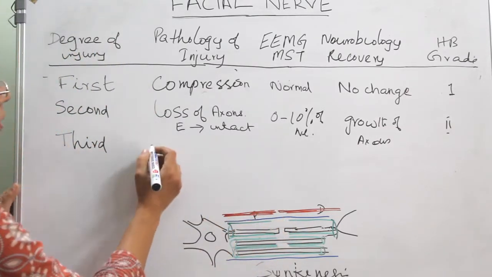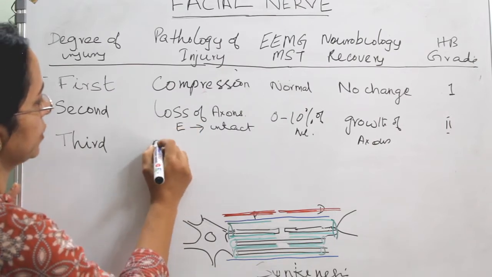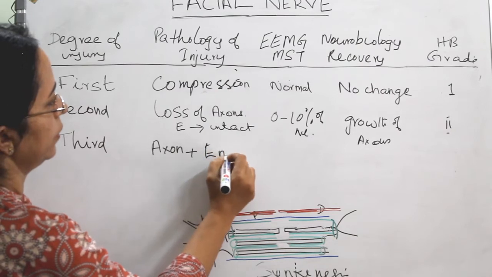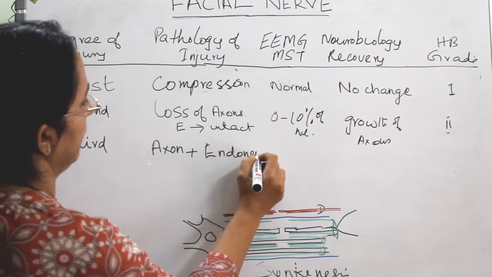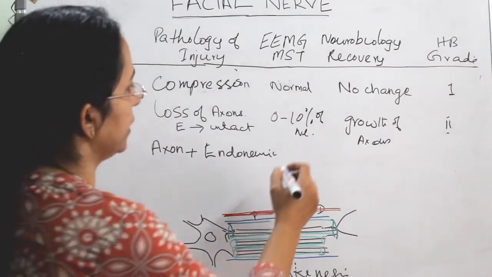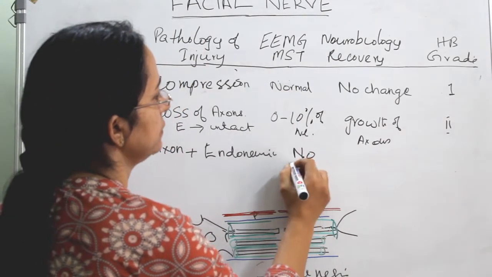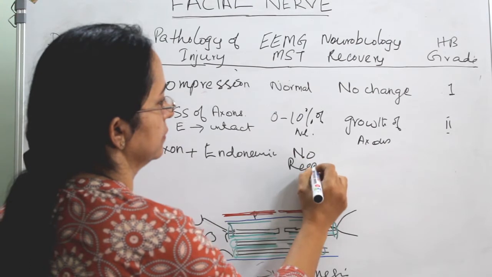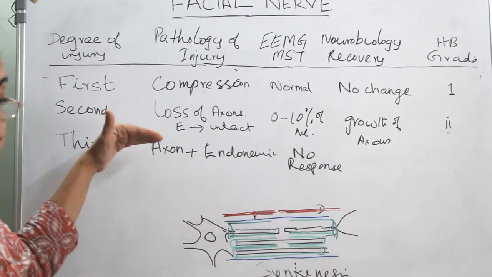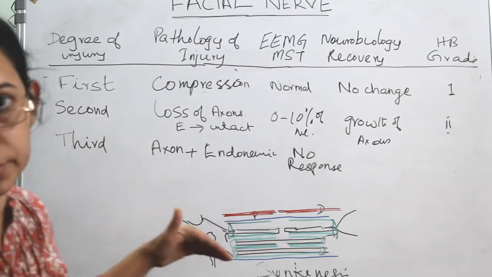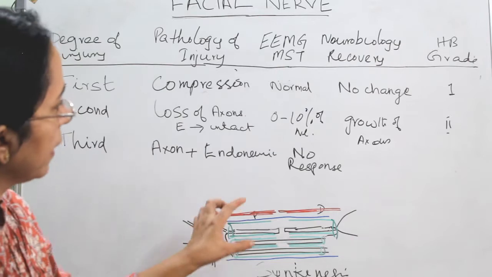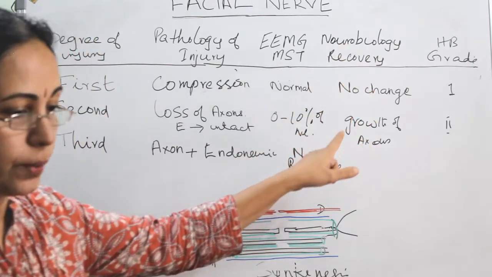So what happened? Here there is damage to the axon plus the endoneurium. So what will happen in an electrophysiological test? There will be no response. From here, 3rd, 4th and 5th, there won't be any response to the electrophysiological test. And what is the neurobiology of recovery?